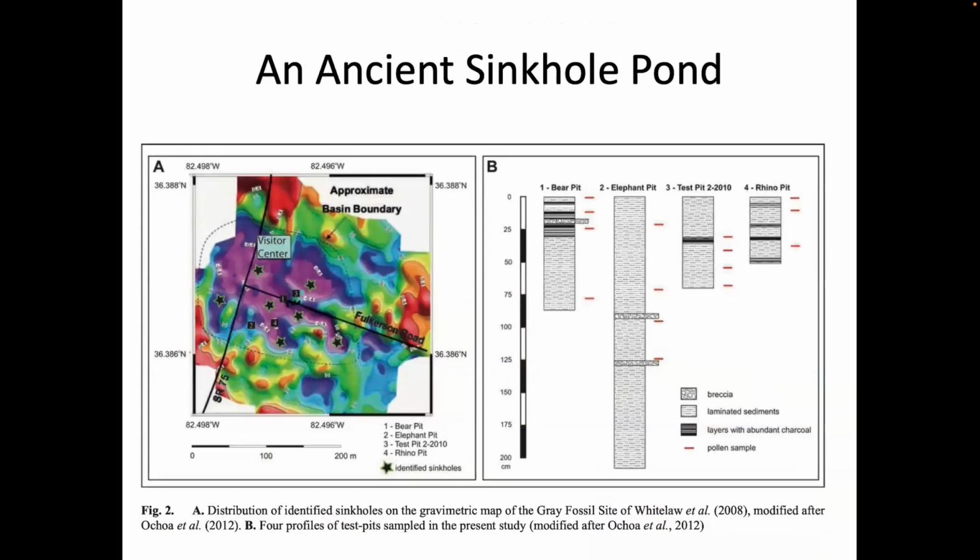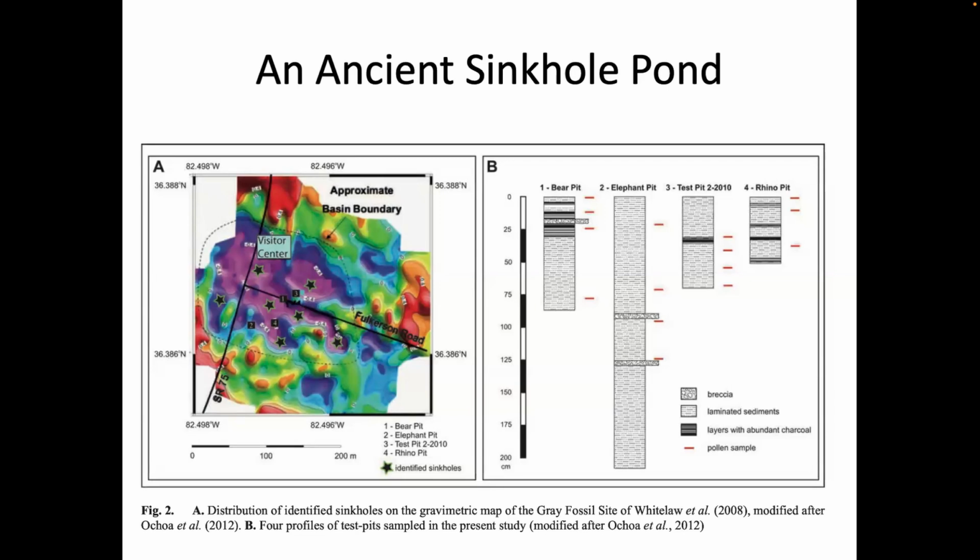And it shows sort of a physical relief map of the sinkhole. You can see the areas in purple show where the sinkhole basins were located. Those black stars indicate the different places where they actually did an increment bore. They went down. They call these by different names. So they have like the bear pit, the elephant pit, the test pit, and the rhino pit. Those names obviously reveal something about what kinds of animals they were finding in this sinkhole.